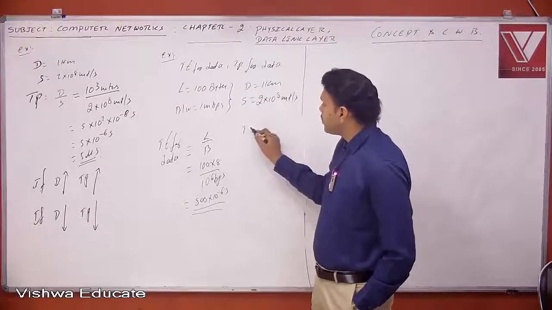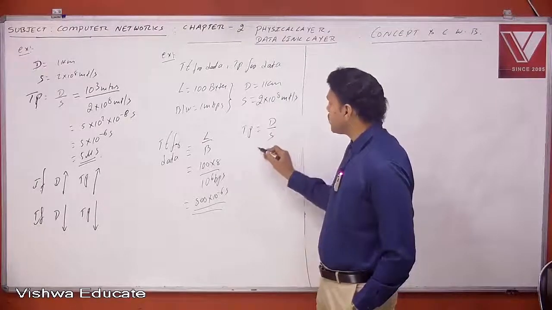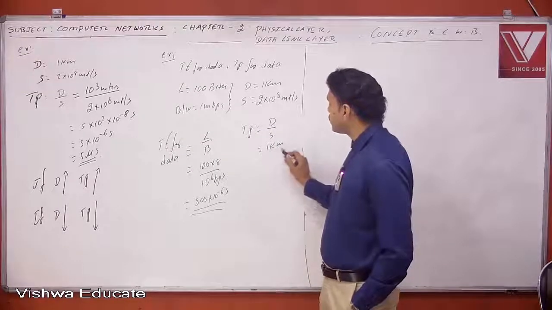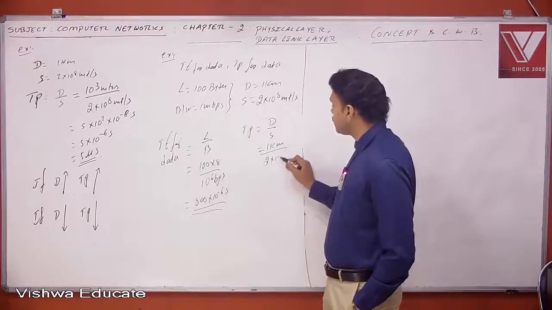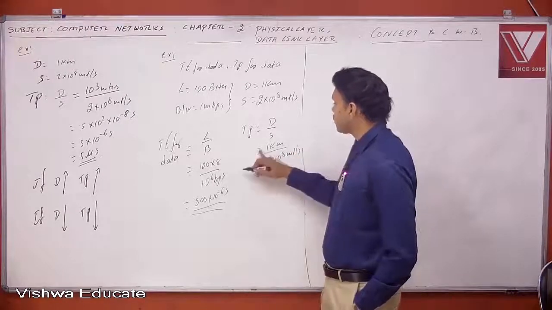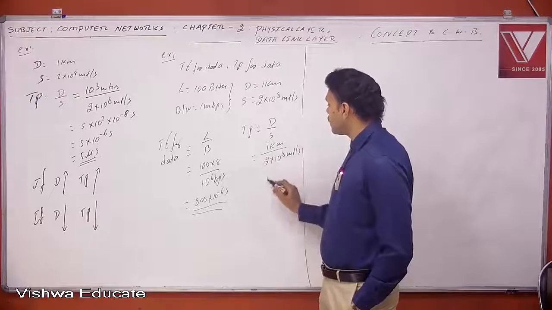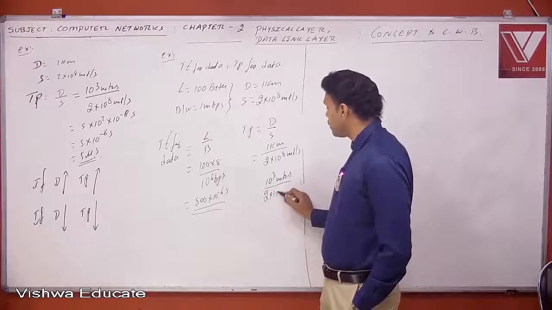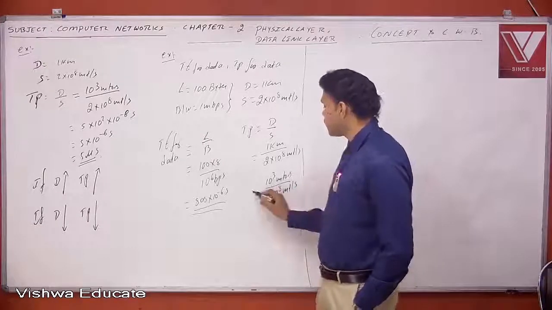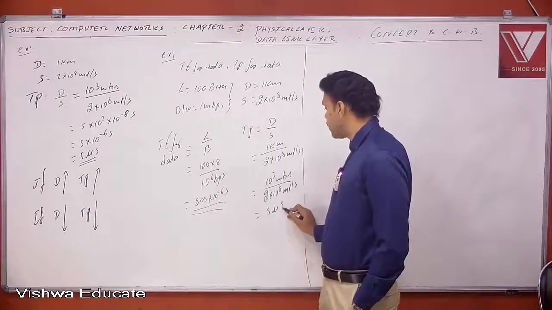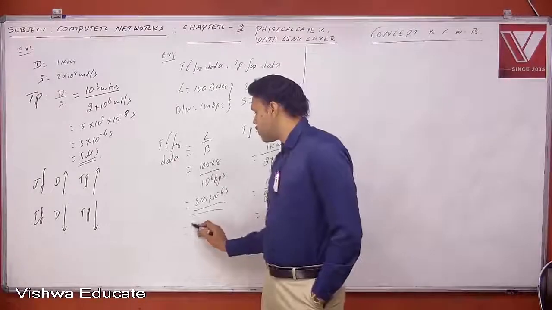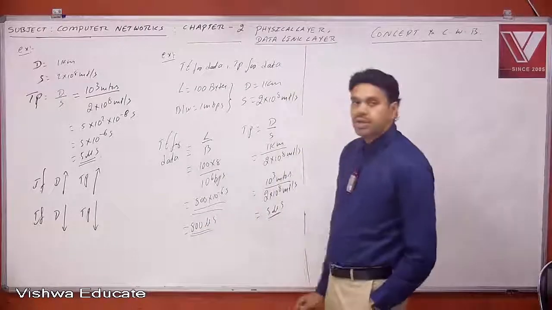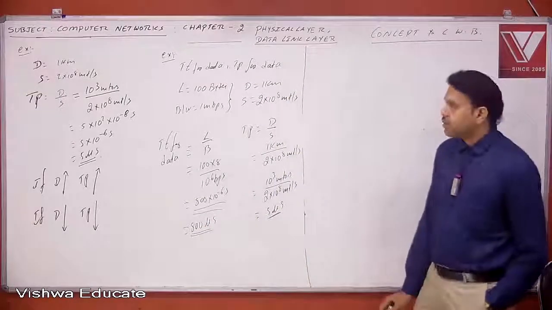And you want to calculate TP here. TP is equal to distance by speed. Already it has been calculated, 1 kilometer by 2 into 10 power 8 meters per second. So 1 km is nothing but 10 power 3 meters by 2 into 10 power 8 meters per second, that equals 5 microseconds. TT equals 800 microseconds. This is how you can do both together.